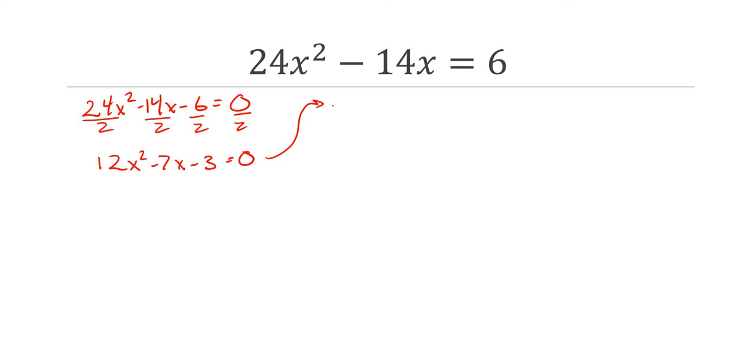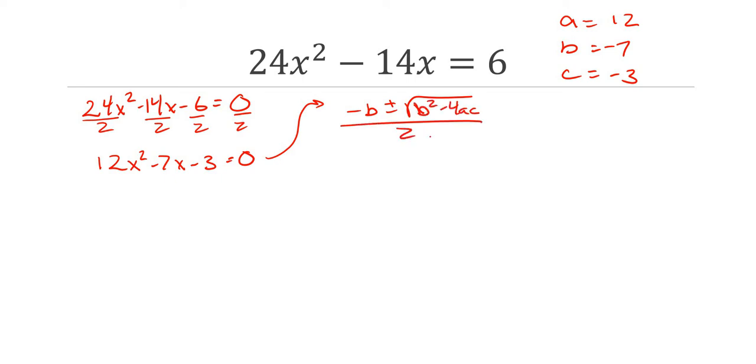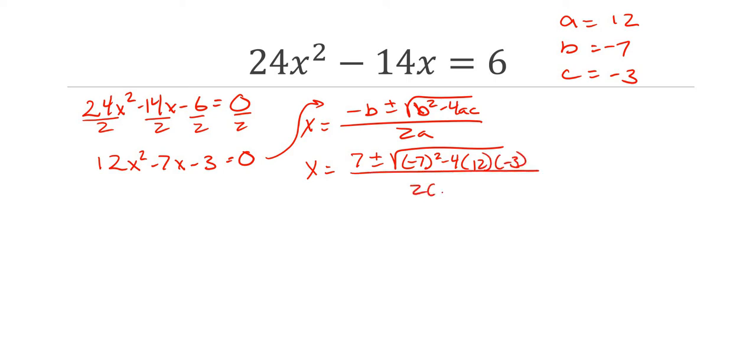All right, using my formula, let's do this again. I'm going to use a equals 12, b equals negative 7, c equals negative 3. So negative b plus or minus the square root of b squared minus 4ac over 2a. That's how I find my x values when y equals 0. It's how I find my x-intercepts or my roots. The opposite of b is 7 plus or minus the square root of negative 7 squared minus 4 times 12 times negative 3, over 2 times 12.